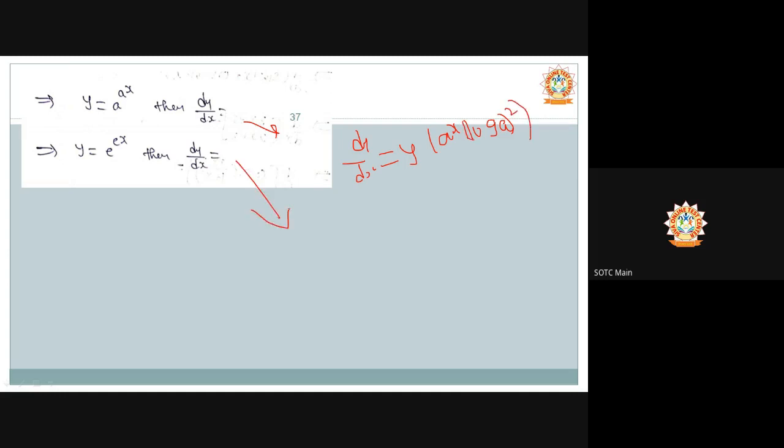Next try to solve this question. Very simple. y is equal to e power x. y into e power x. Yes, y into e power x is the correct answer.